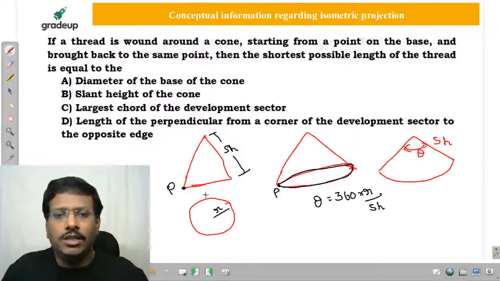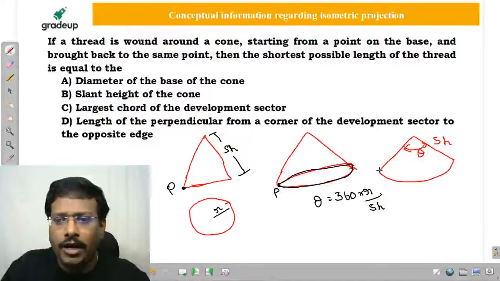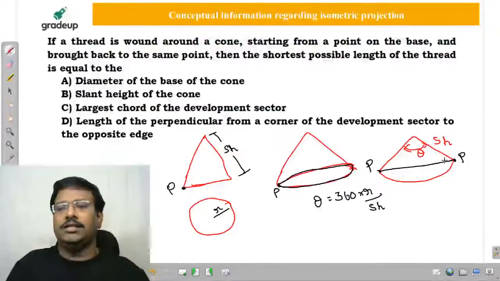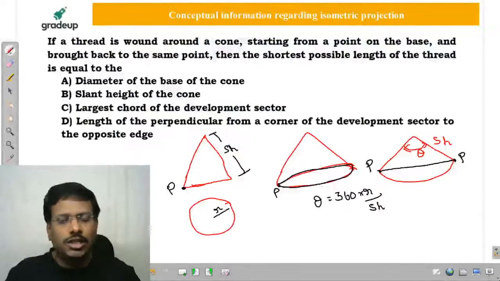So from this, once you open it, this is your point P, sir, and this is the point P again. So how can we reach this, sir? If you travel like this, then it is going to be the shortest distance travel.